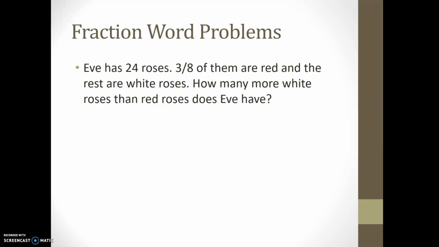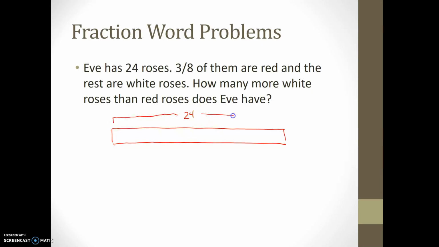Let's try this one together. Eva has 24 roses. 3/8 of them are red, and the rest are white roses. How many more white roses than red roses does Eva have? Okay, let's draw in a nice big bar here. She's got 24 all together. Tech problems, that's okay. So 24 roses. It says 3/8 of them are red, and the rest are white.